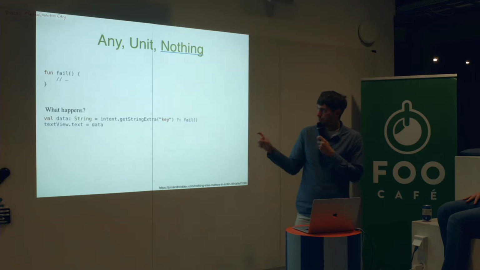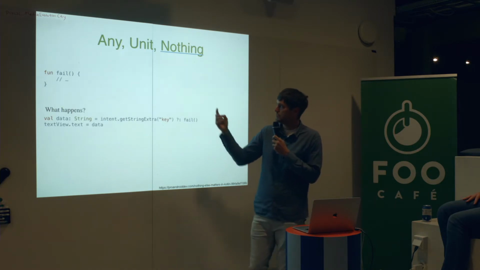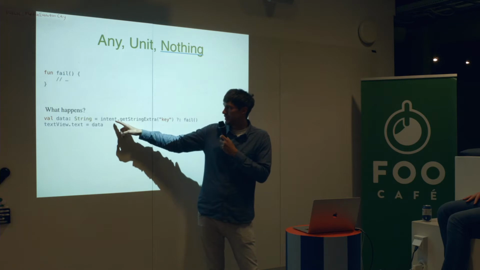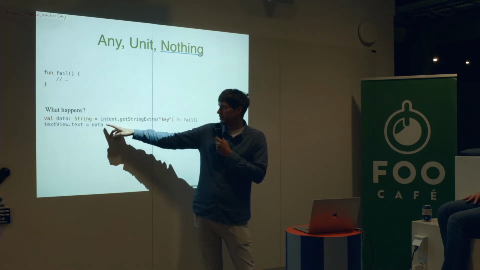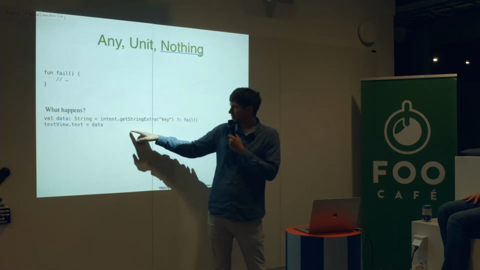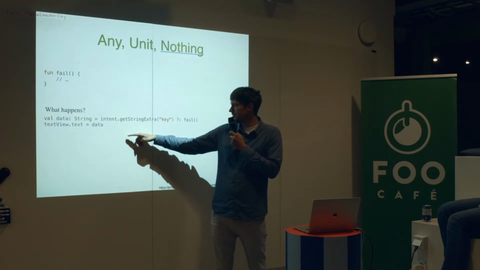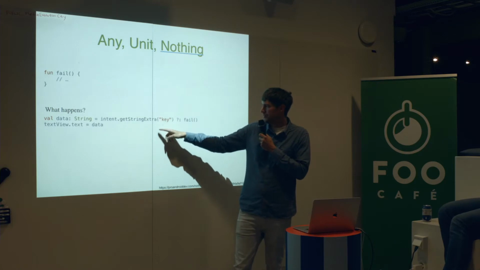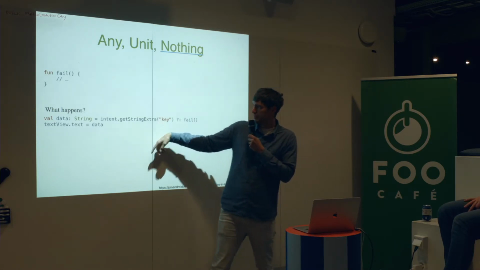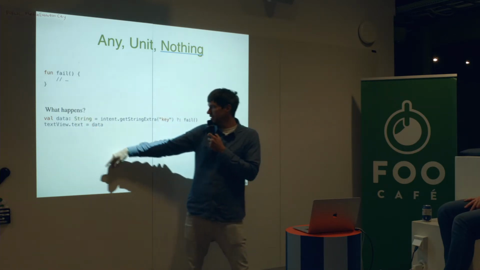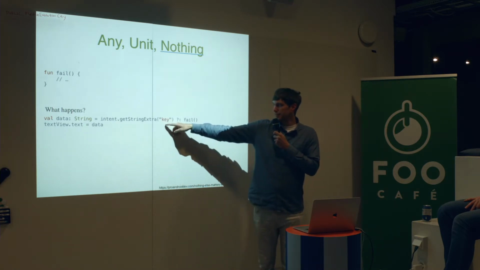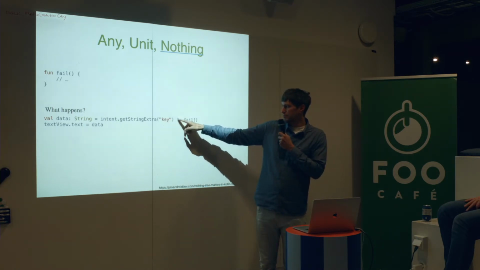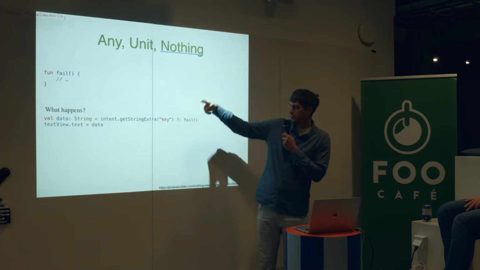So if we dig deeper into this example, with Nothing. What happens in this case? Here we have probably Android, I guess, an intent here, and you invoke some method to extract a string. You can see that we're expecting a string as a type. But if this string is null, then we use this Elvis operator and we call fail.